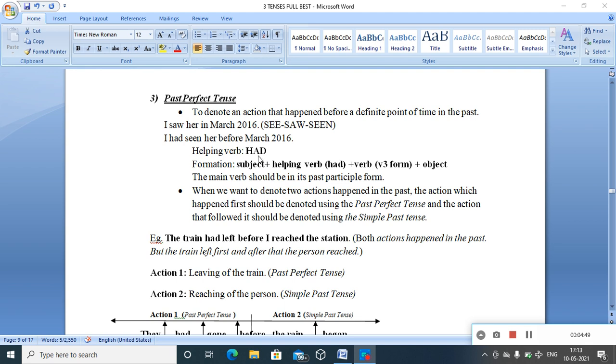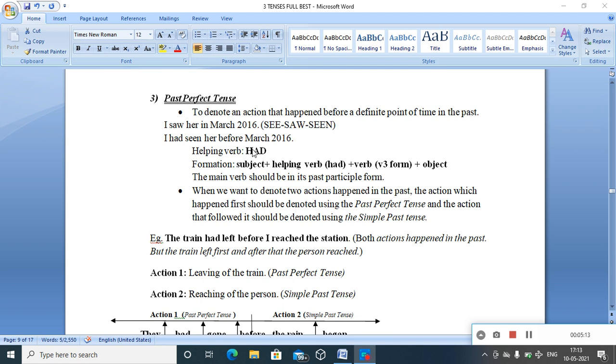Again, we have one more convenience here, as we saw with the simple past tense. Only one helping verb is there. It's did, but here it is only one helping verb again. It is had. So whether the subject is singular or plural, we don't have to worry. We can directly use this helping verb without much constraint or thought.